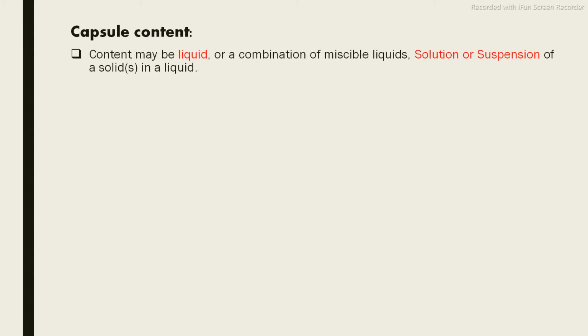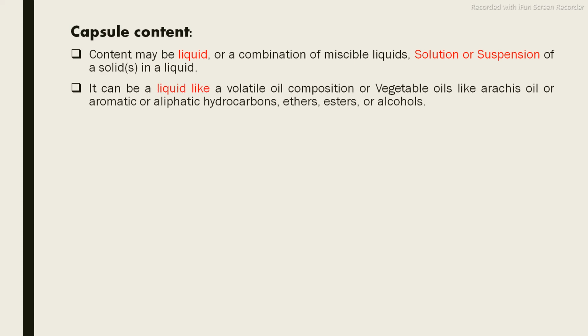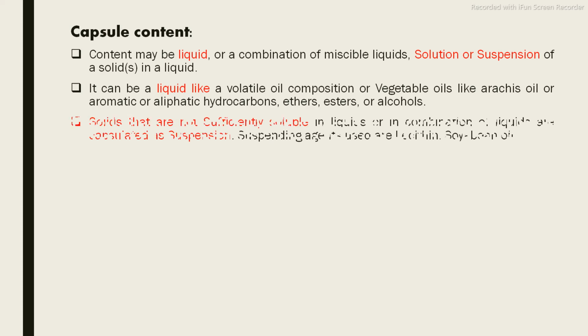Then capsule content. Content may be a liquid, solution, or suspension of the solids in liquid. So, soft gelatin capsule may contain either liquid, solution, or suspension type of medicaments. It can be a volatile liquid, or a vegetable oil like arachis oil, or aromatic or aliphatic hydrocarbon, ethers, esters, or alcohol. Solids that are not sufficiently soluble in liquids or in combination of liquids are encapsulated as suspension. So in short, for those that are not soluble in water, you can directly prepare the suspension by using some suspending agents like lecithin and soybean oil.